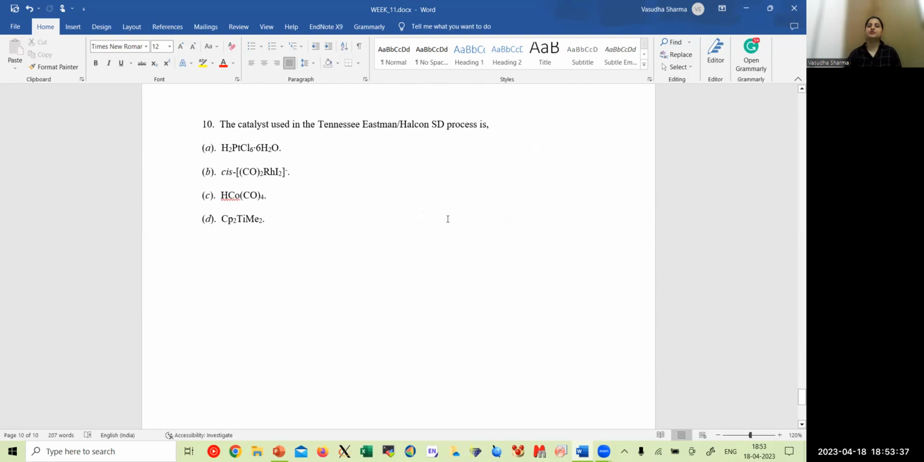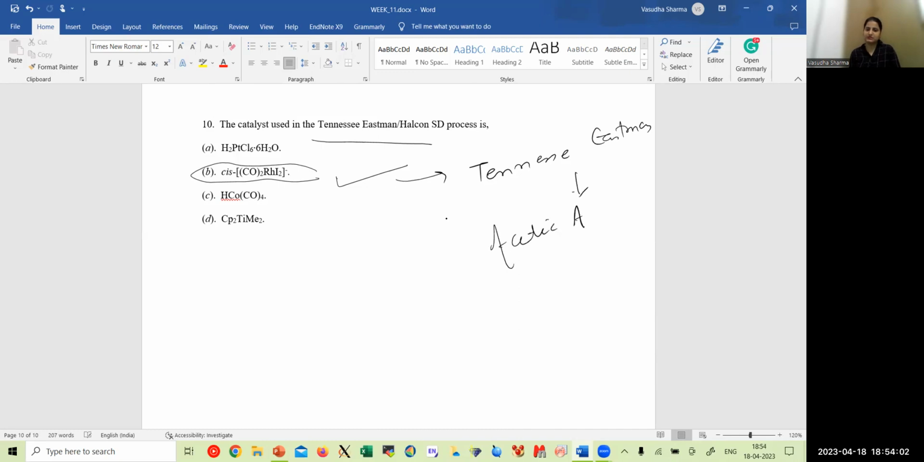And the last question for this particular assignment is the catalyst used in the Tennessee Eastman or Halcon-Eastman process. We have seen that it is required to make that acetic acid and then convert it further to acetic anhydride. So the rhodium catalyst having that iodide is very, very important. So this is the catalyst which is being used for the Tennessee Eastman method, which is nothing but the acetic acid, acetic anhydride formation.